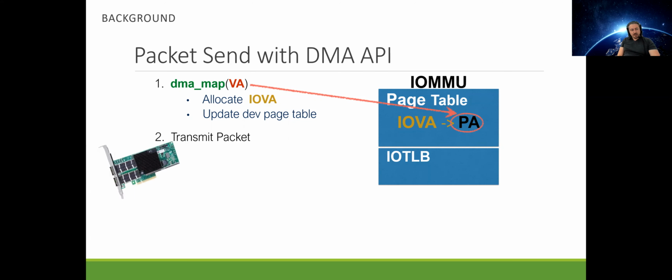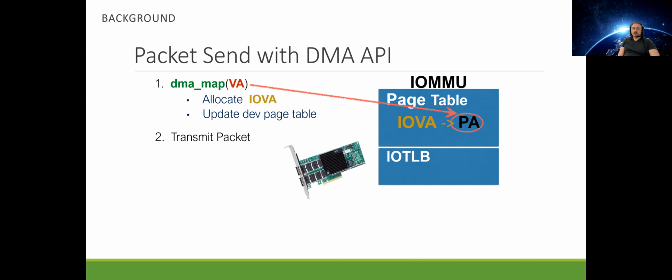Next, what happens? The device reads the buffer using the IOVA, which populates the IOTLB. The IOTLB has the same function as a TLB for MMU. It provides fast lookups for translations.